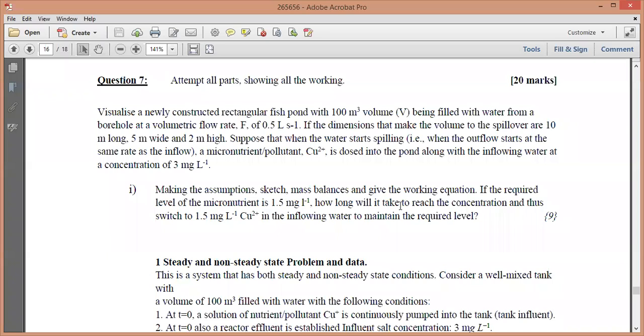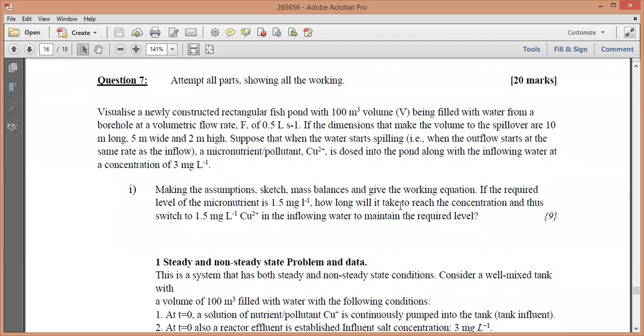We have our fish pond, which has a certain volume, which is 100 cubic meters. So remember dV over dt is equal to 0 in this case, because the volume of the pond will not change. Then this rectangular fish pond has been filled with water from a borehole at a volumetric flow rate. So this is our Fi, isn't it? Fi is equal to 0.5 liters per second, the inlet flow.